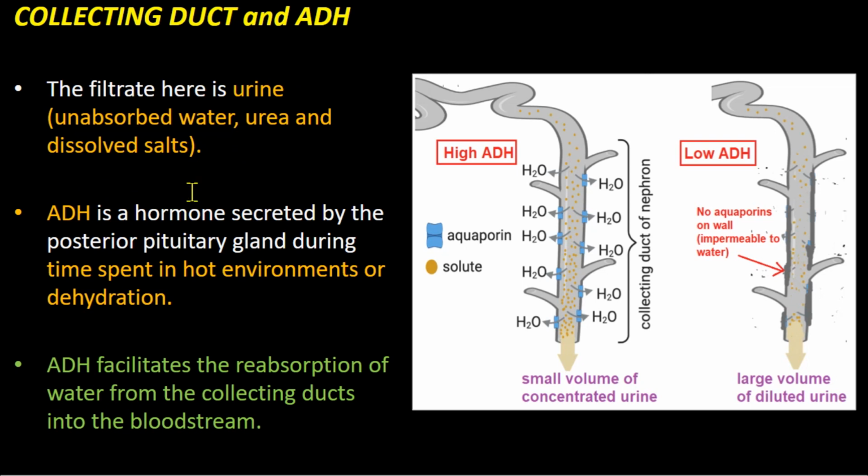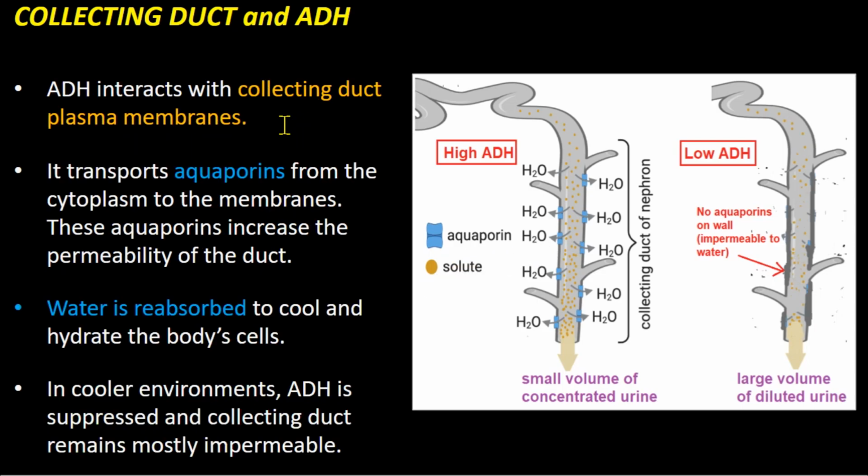ADH is a hormone secreted by the posterior pituitary gland during time spent in hot environments or dehydration. So for example, if you're out in the hot sun, your body is going to secrete ADH and it's going to tell the kidney nephrons to absorb more water back into the bloodstream. ADH facilitates the reabsorption of water from the collecting ducts into the peritubular capillaries in the bloodstream. This is what you're seeing here.